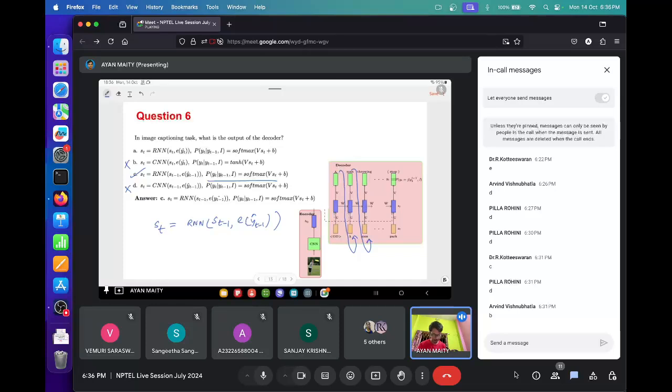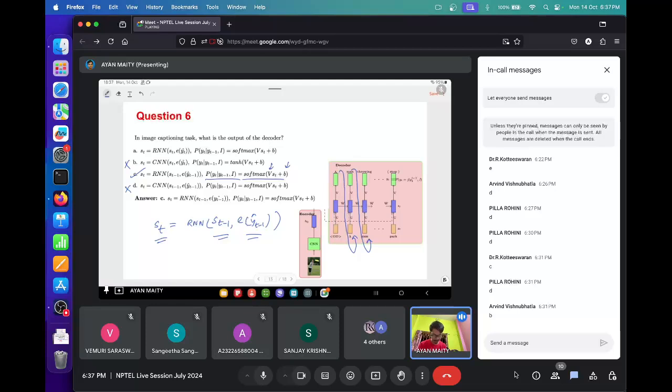So the RNN module would take these two inputs, ST minus 1 and E of YT minus 1 hat, and the output is generated from a softmax function using this ST. So ST goes through this weight and bias V and B. So V ST plus B is computed, then we take the softmax to compute the final probability distribution for the output of the t-th time step, which is YT. So option C is the correct answer here.